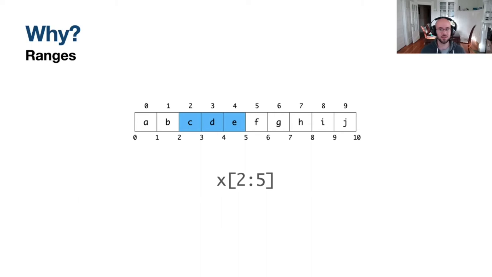So by shifting from this convention to this convention, we've made slices with all of the nice properties that I previously explained just fall naturally out of the formalism, out of the model. No edge cases, no special cases. They're much more natural.